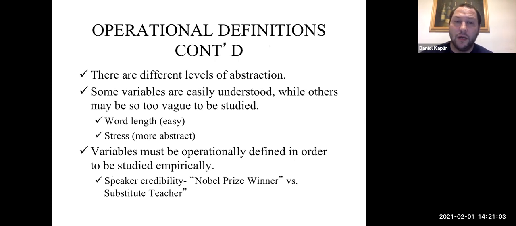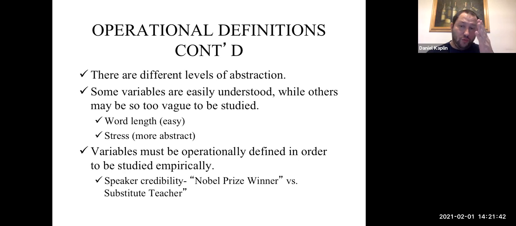So as I said, there are variables that have different levels of abstraction. Word length is very easy, as I covered. Stress is a little bit more abstract. How do you define stress? Is it your response on a survey? Is it your blood pressure? Is it your heart rate? And so many others. There are so many ways to define stress. But if you're going to define stress, you need to tell the reader how you're measuring stress.